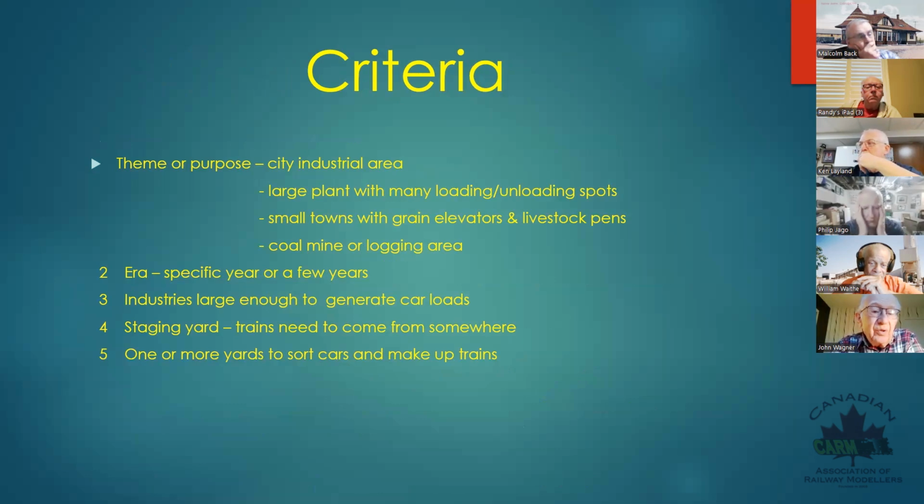You should have a specific era. You should have industries that are large enough to generate carloads. You need a staging yard. It doesn't have to be hidden, doesn't have to be in another room, but someplace where trains can come into your layout and do their work and then leave, go somewhere. And on the layout, you need one or more yards to sort your cars and make up trains.